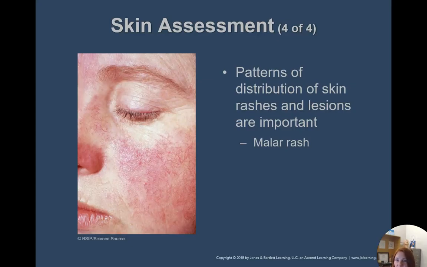Patterns of rashes and lesions matter too. For example, a butterfly-shaped rash across the face can be a hallmark of lupus. Our linear streaks might suggest an allergic reaction or contact dermatitis as well. Don't just note that a rash is present. You need to describe where it is, what it looks like, and how it is distributed.